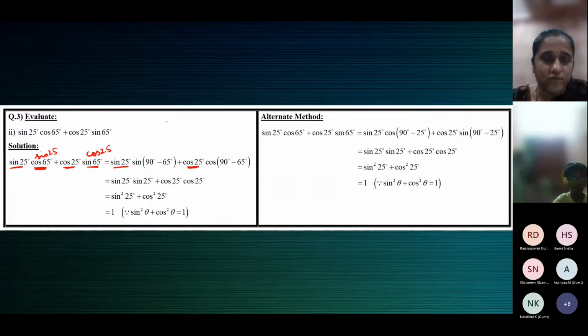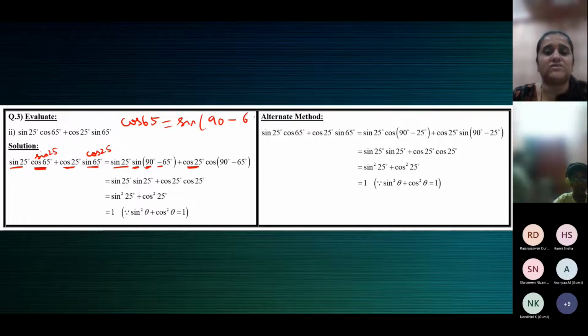So here I'm using the rule first. What is the rule? Cos theta is equal to sin 90 minus theta. I'm using the rule first. Cos theta, I'm changing it using the rule. Sin 90 minus theta. See here, this is theta, 65, because cos theta, cos 65, is equal to sin 90 minus theta, which is 65. So you can see here, sin 90 minus 65. Now I've used the rule.